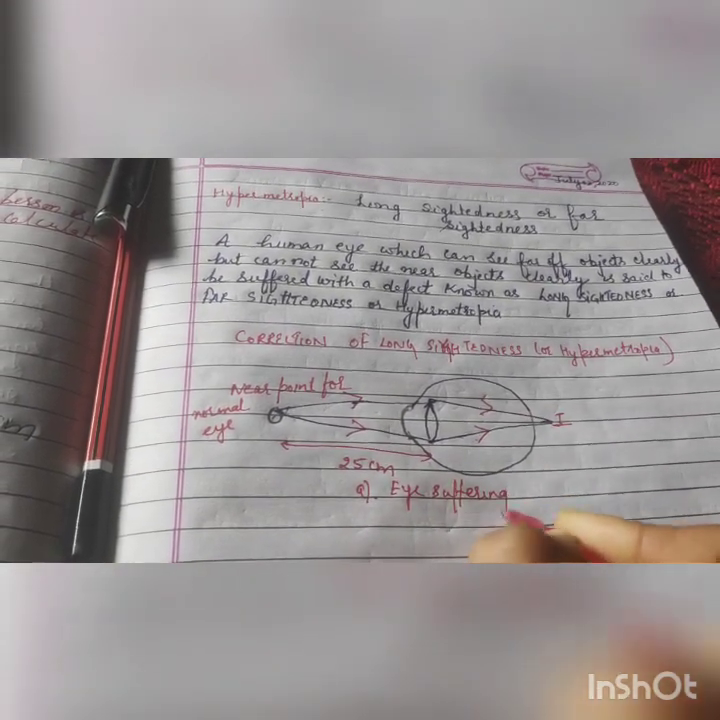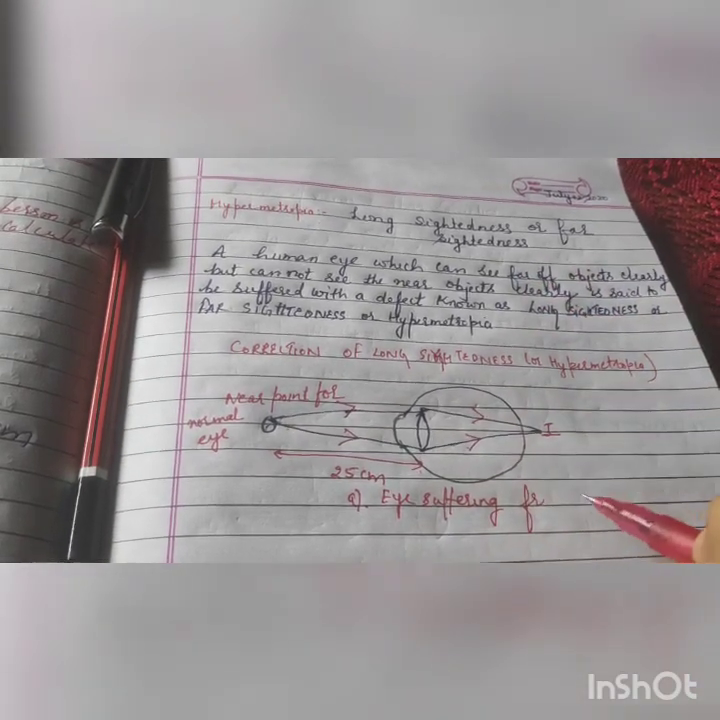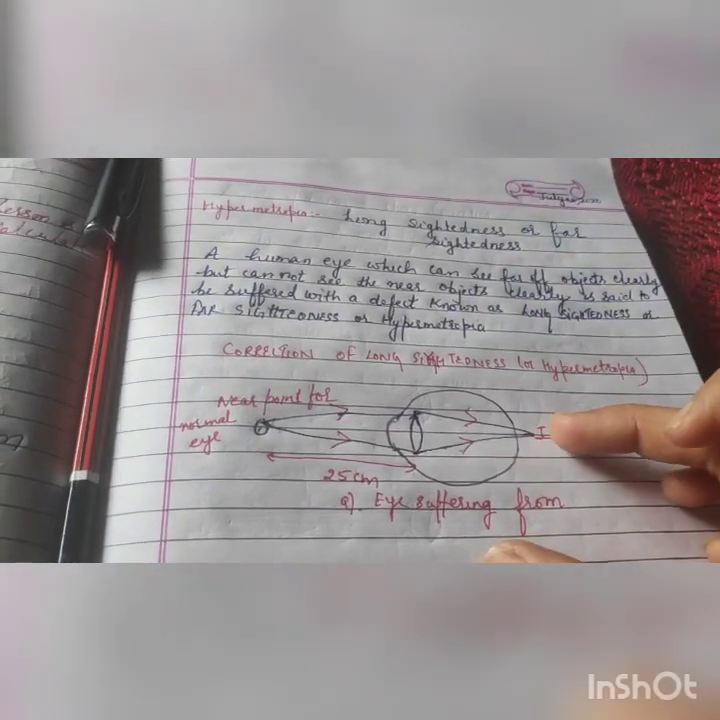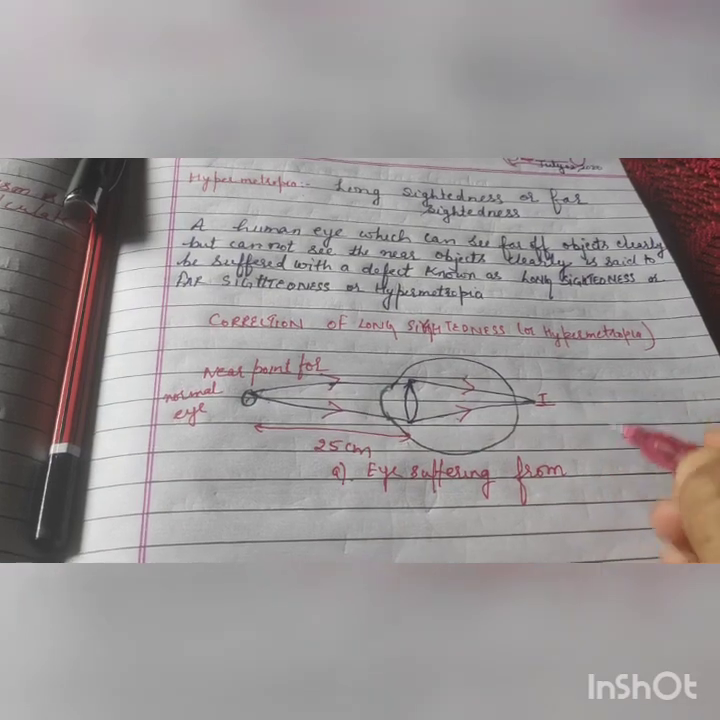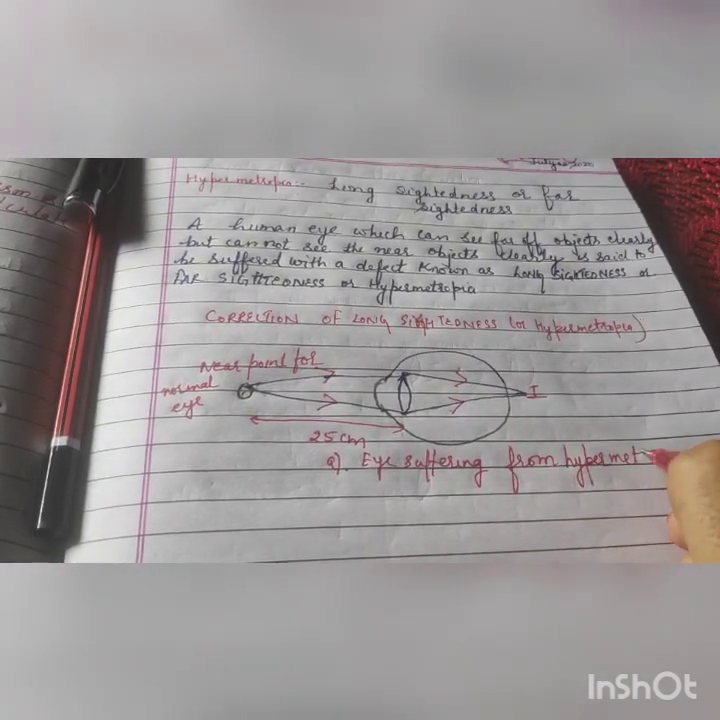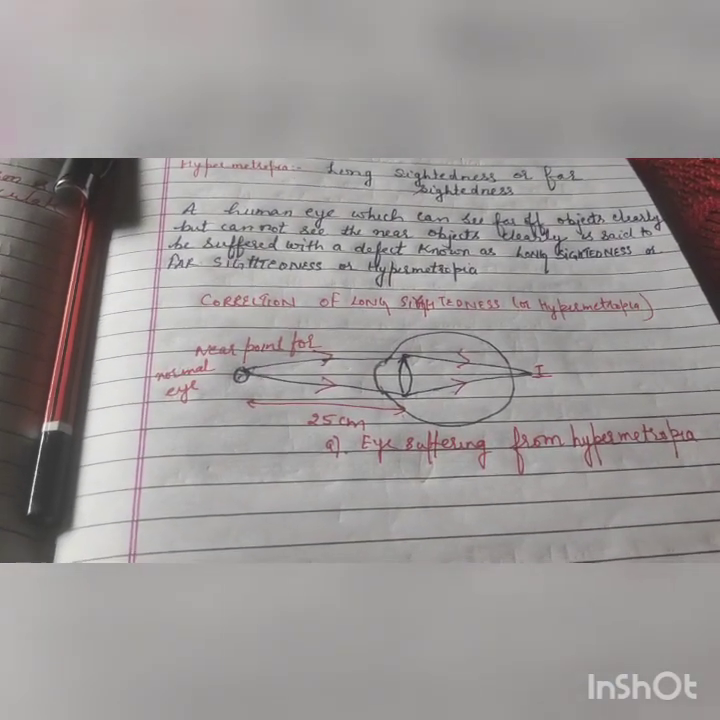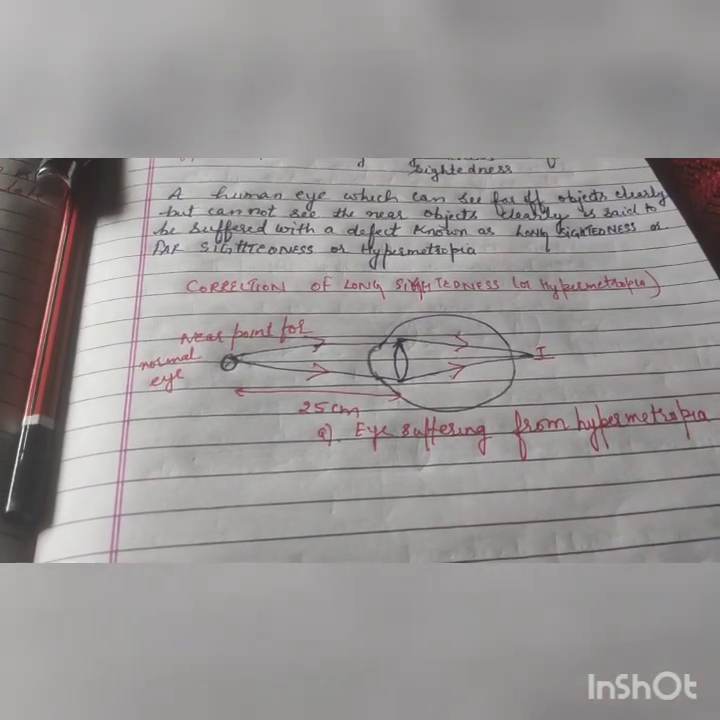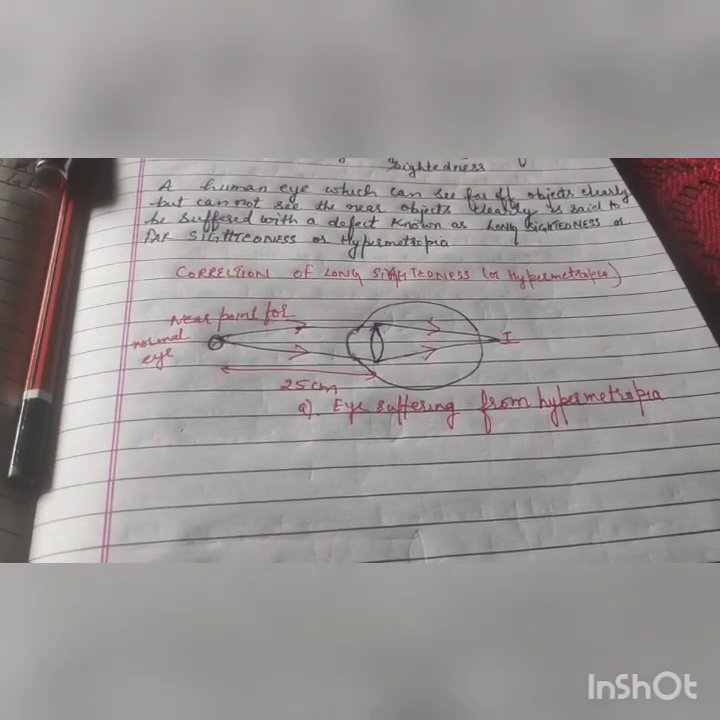So this is a diagram of an eye suffering from hypermetropia. This definition I have converted into a diagram. Eye suffering from hypermetropia, or long sightedness. Now how can we correct this problem? Let's think upon this. Now what is there in the definition?